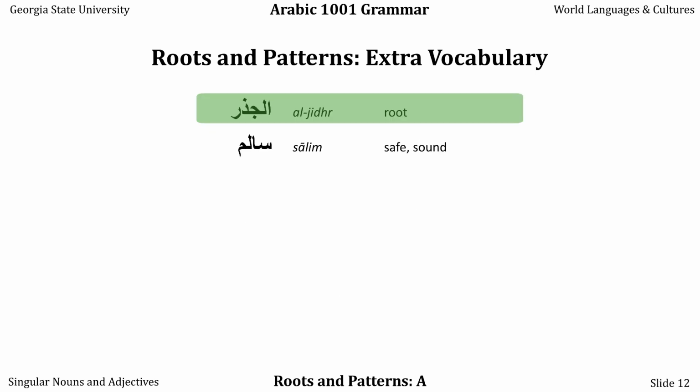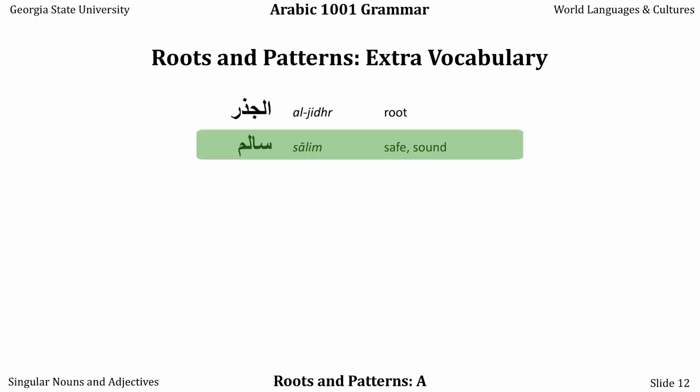And then lastly, we have the word al-jidr, meaning the root, literally and figuratively, and salim is an adjective, safe and sound. A really good thing to do at this point would be to go back through all your vocabulary lists and see if you can sort out what the root is for each word. It's really not that difficult.